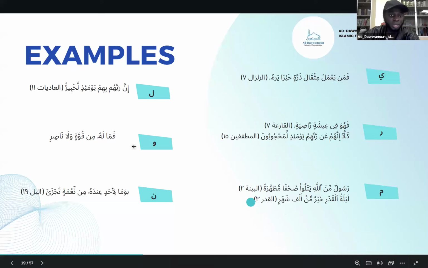Now, let's look at the next example with lam. Inna rabbahum bihim yawmaidhin lakhabir. And again, you know, I told you lam and ra, they don't have extra sound coming out of your nose. Lakhabir. Can you see? I'm pressing down on my nose and you can't hear the sound of air trying to come out. So you're not hearing the sound.